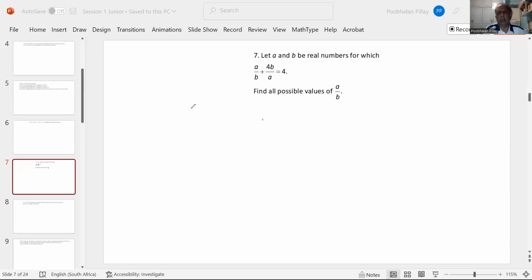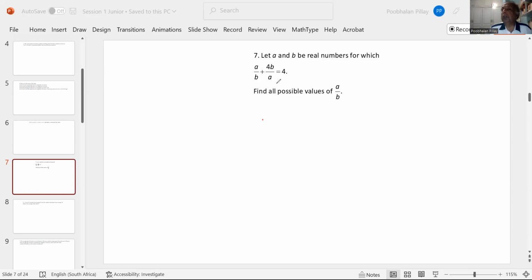We move on to problem 7. Problem 7 states: let a and b be real numbers for which a over b plus 4b over a equals 4. You have one equation, but two unknowns, a and b.